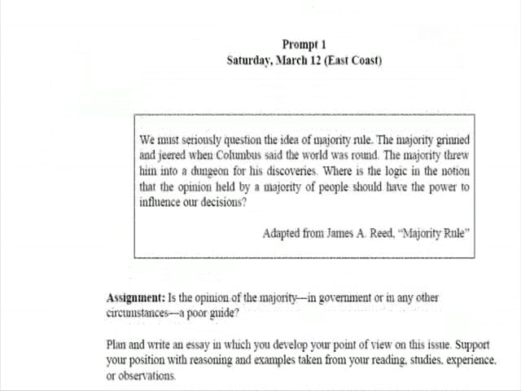Here we are. So I want to take you back to prompt 1. This is the prompt that was given on Saturday, March 12th, the very first day that the new SAT was given with the SAT essay. And we'll use this as an example here because I think this example can work really well, and plus it's really from the SAT. All right, and with this example, I'm going to show you my prompt dissection technique.